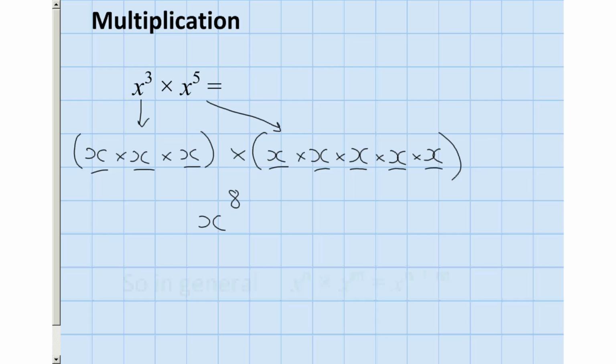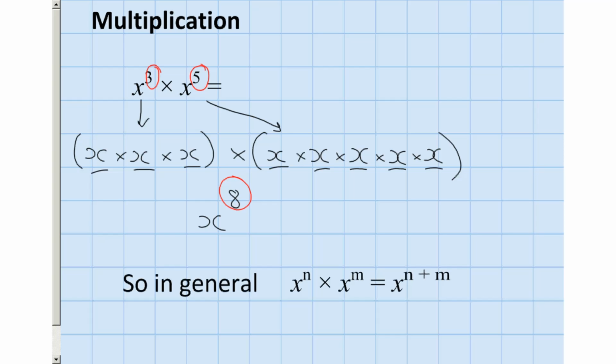So what we've really done, if you look at the link here, x to the power of 3, x to the power of 5, x to the power of 8, is we've added the powers, and that's the first rule for indices. When you've got x to the power of something multiplied by x to the power of something else, it's x to the power of the two powers combined, added. So in general, if you're multiplying, you add your powers.